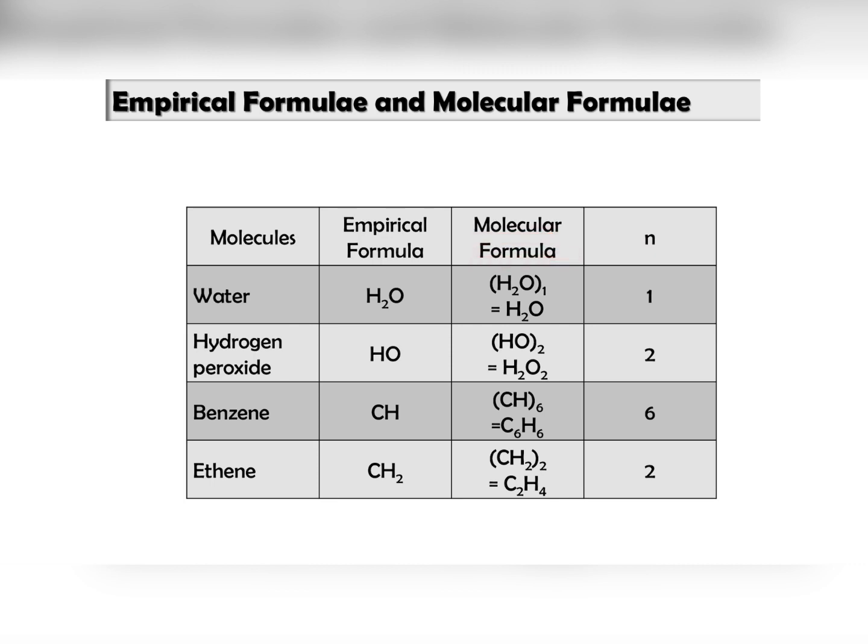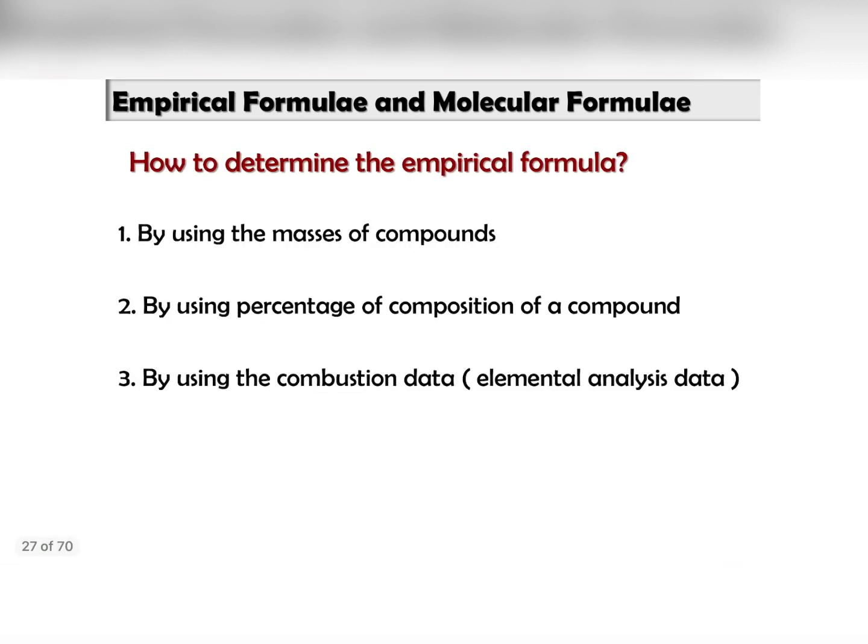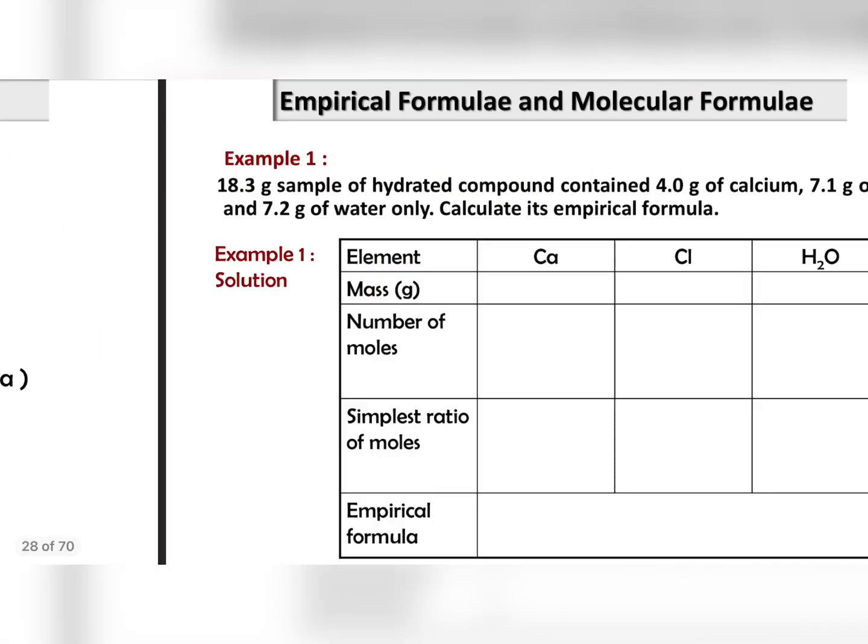Alright, so next kita tengok ethene. The empirical formula and the molecular formula is here, integer 2. Okay, so how to determine the empirical formula? We can use mass of the compound, or we can also use percentage of the composition of the compound, and the third method is we can also use combustion data. Okay, so ini agak complicated sikit, but we will go through the example.